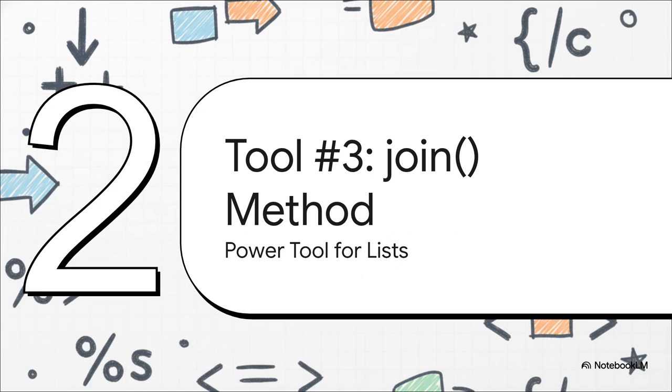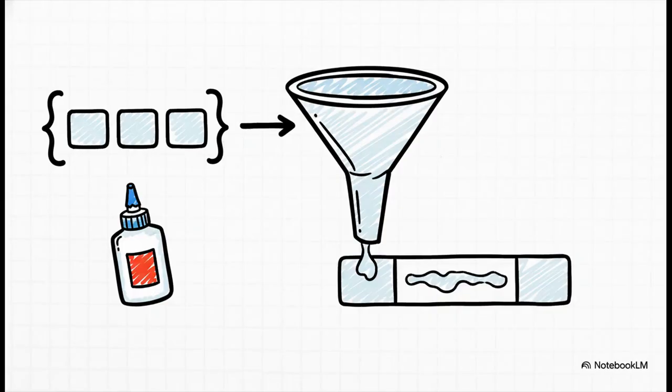Now it's time for our most powerful tool, especially when you're dealing with a whole bunch of strings at once. Let me introduce you to the join method. This is your power tool for working with lists. So here's how it's different. You actually start with a glue string. This is your separator. And then you tell it to join every single item from a list using that glue. This method is incredibly efficient, especially when you need to combine a large number of strings.